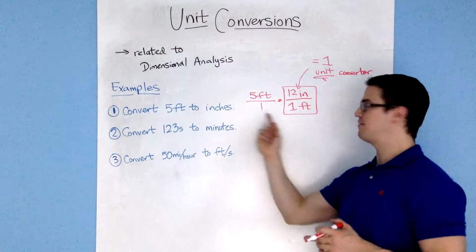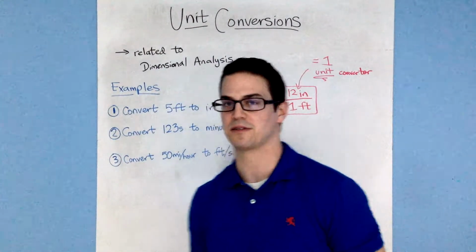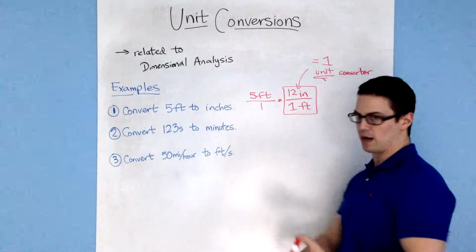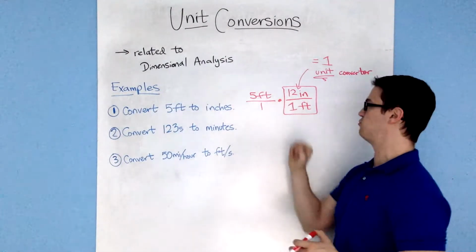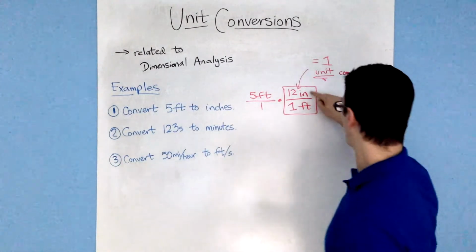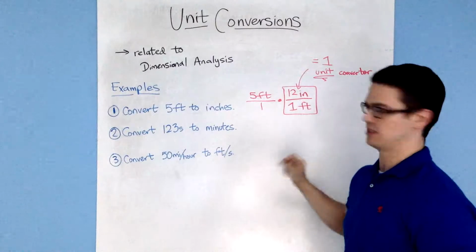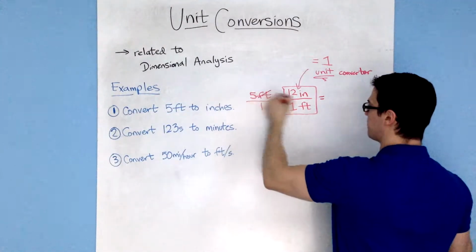So when I'm taking this 5 feet and multiplying it by 1, I'm not really changing the number. I'm just changing the units. Okay, because we can multiply any number by 1 and then we'll still have that same number. So we're multiplying this by 1. Now say I change it to 24 inches divided by 1 foot. That's not a unit converter because 24 inches is not equal to 1 foot. 12 inches is.